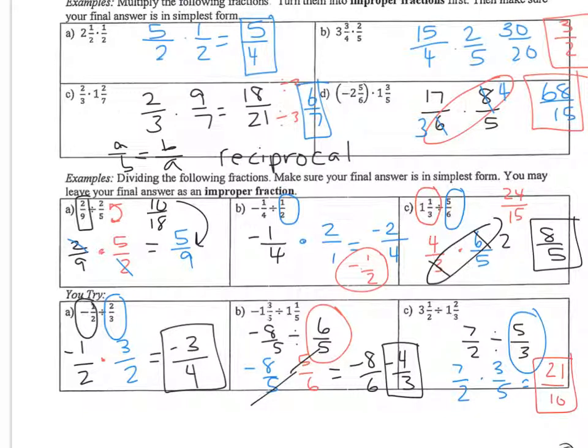So when you multiply fractions, you multiply straight across. When you divide fractions, you change it to a multiplying problem and flip the second fraction, which is called the reciprocal.